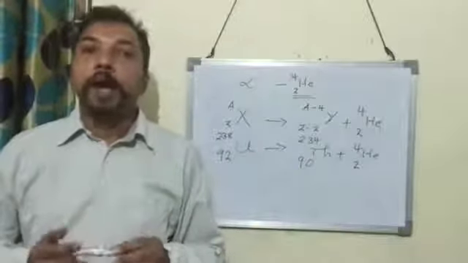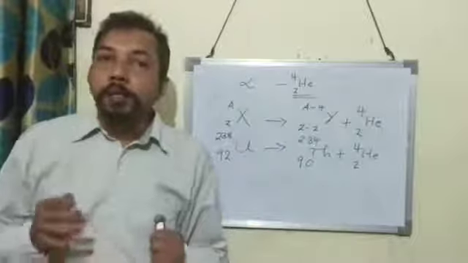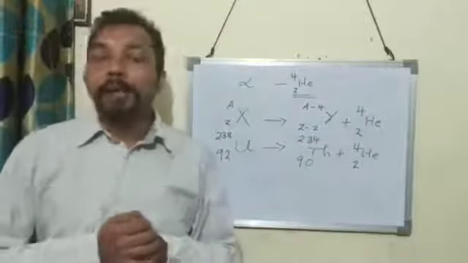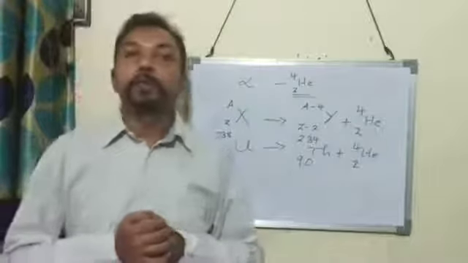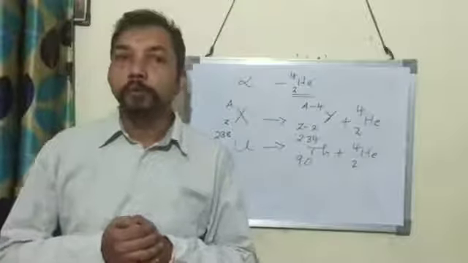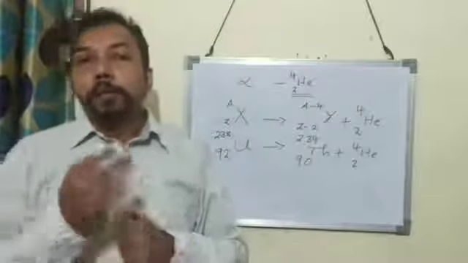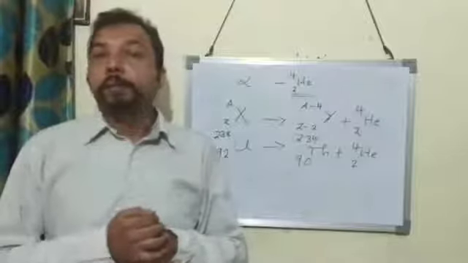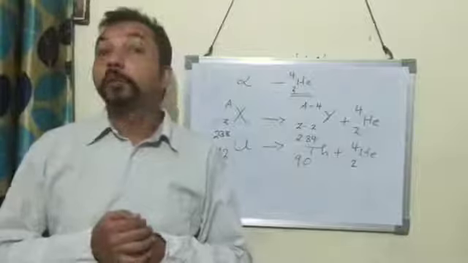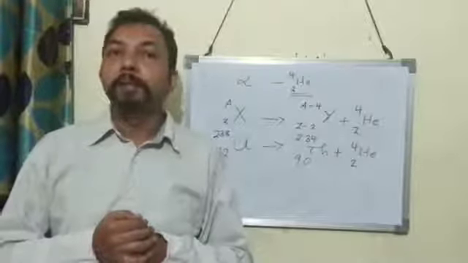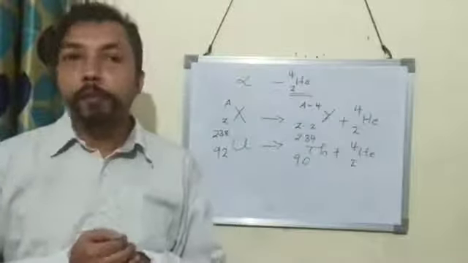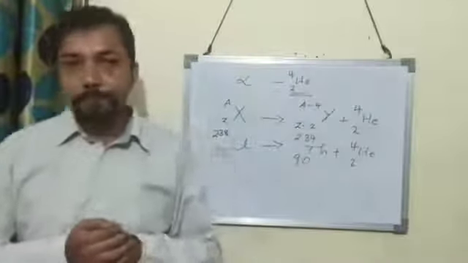So in alpha emission, the alpha particle is the same as a helium nucleus. When an unstable nucleus gives out an alpha particle, it gives out 2 protons and 2 neutrons. So for the daughter element, the atomic number will be 2 less than that of the parent element, and the mass number will be 4 less than that of the parent element. Now we will see beta emission.